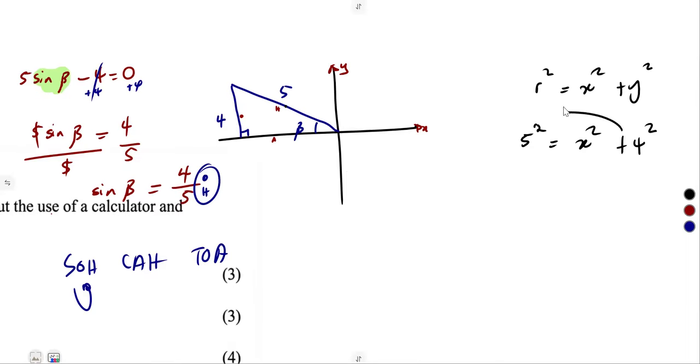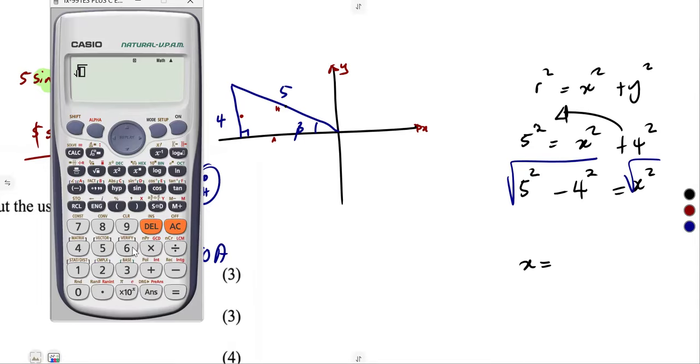So we can take this to the other side. 5 squared minus 4 squared is equal to what? x squared. So this is going to give us 25 minus 16. Then we're going to introduce the square root, of which you can just use directly on our calculator here. The square root of 5 squared minus 4 squared. So that was going to give us 3.